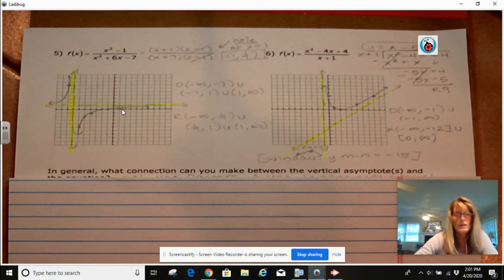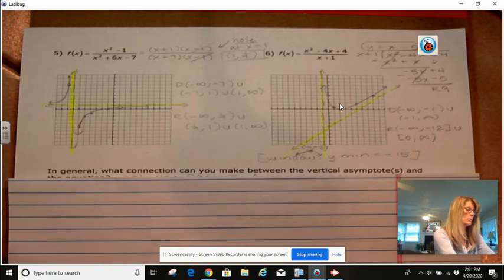So the hole is in place of a second vertical asymptote, so it is involved in your domain, and it'll also be involved in your range. Negative infinity to the y coordinate of the asymptote, and then the y coordinate of the hole, and then the y coordinate of the hole to the asymptote, and then the asymptote to infinity.